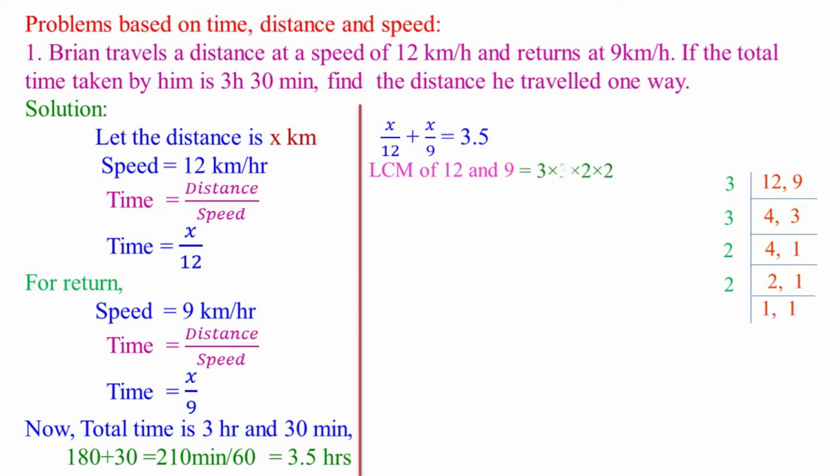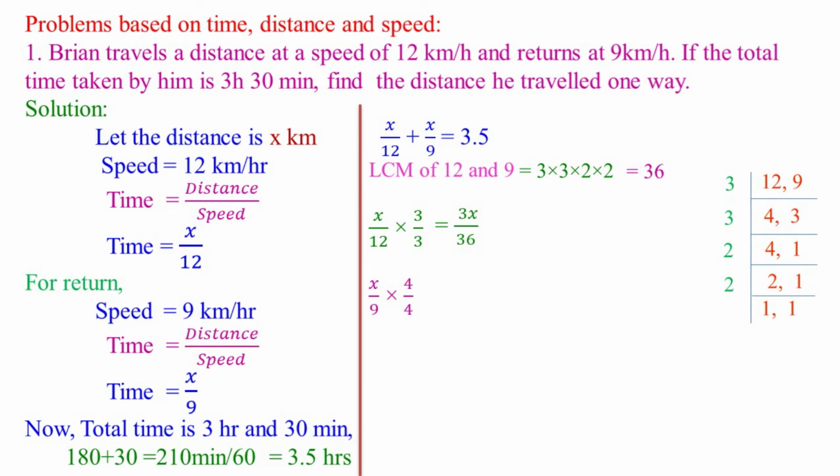Again divide by 2, we get 1, 1. So the LCM is 3 into 3 into 2 into 2, which is 36. Now you have to convert the fractions to like fractions. For that, the first step is x by 12 into 3 by 3. We get 3x by 36.